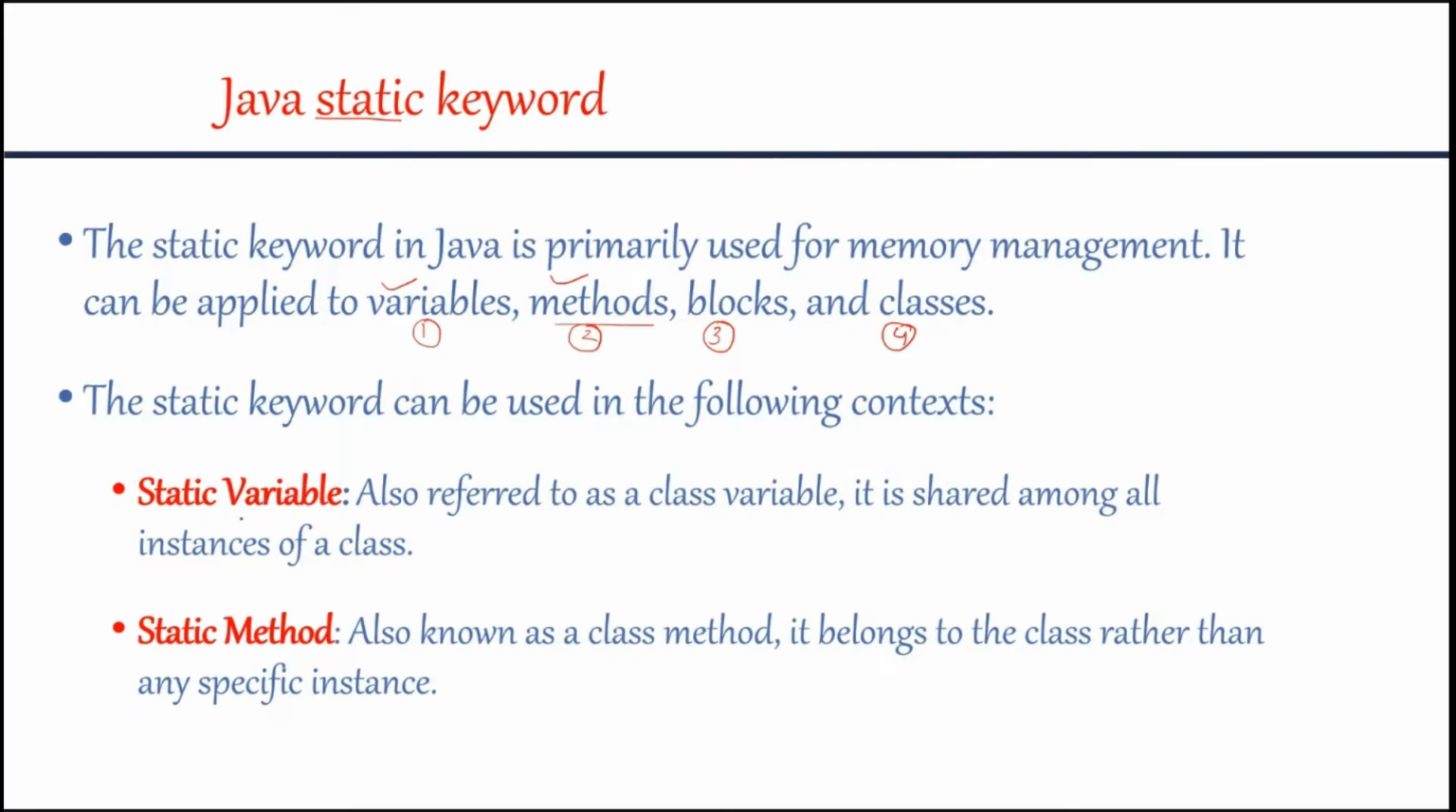When we apply this keyword static to a variable, it is referred to as a class variable. And when it is a class variable, it's shared among all the instances of a class. Again, note it down, please, this last line that I have spoken: it is shared among all the instances, that means all the objects of a class. And what about the static method? This method is also known as a class method, and it belongs to the class rather than any specific instance, that means any specific object.